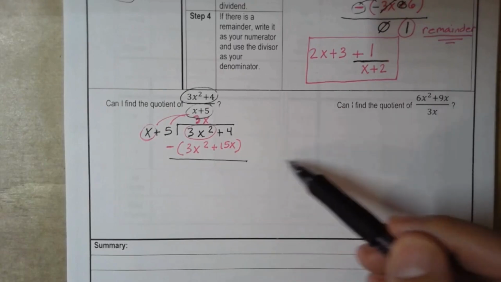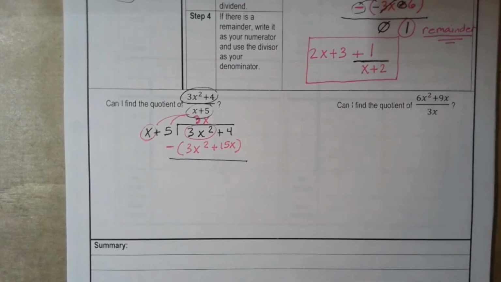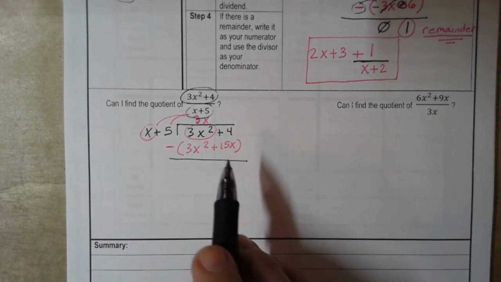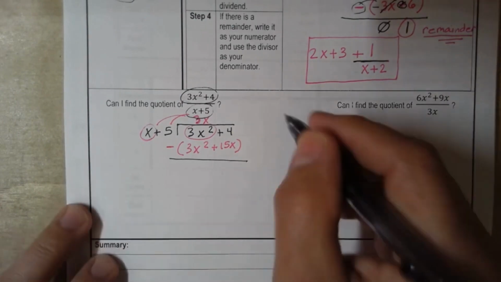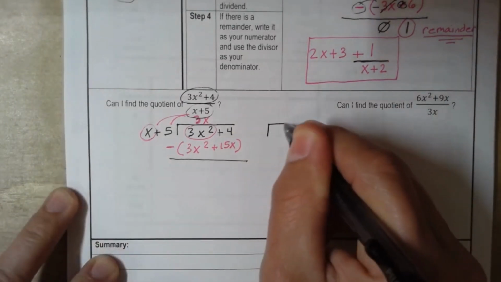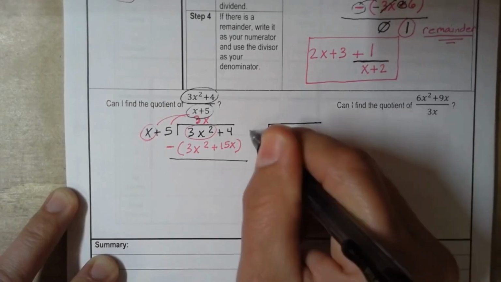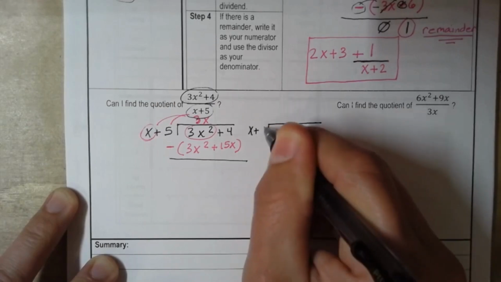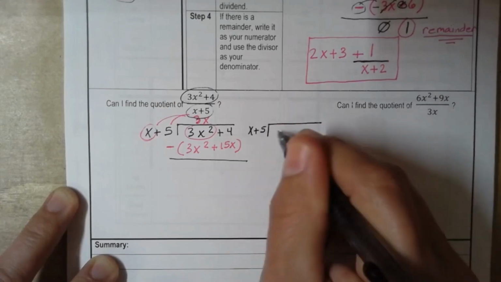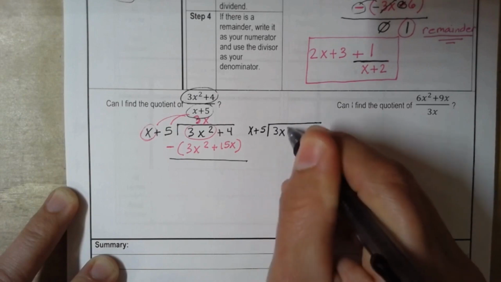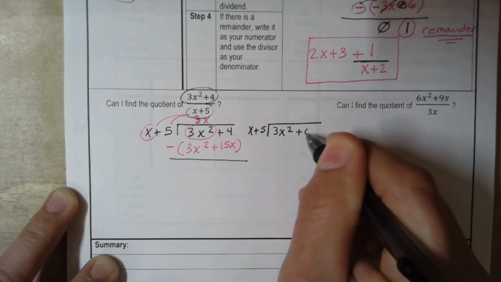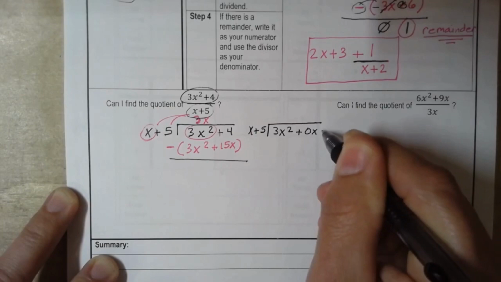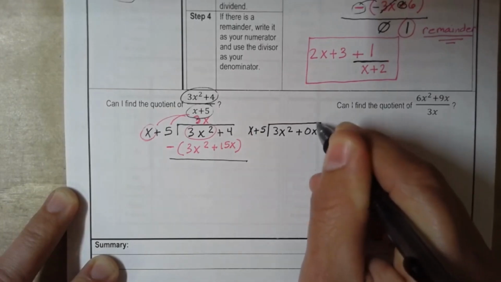Now I'm going to write it out over here on the side so you can see what I'm talking about. For some of you who may be looking at this going, Mr. H, I still don't understand what you're talking about, this is what I'm talking about. If I were to rewrite this whole problem, for instance, if I said x plus 5, and inside we had 3x squared plus 0x plus 4.